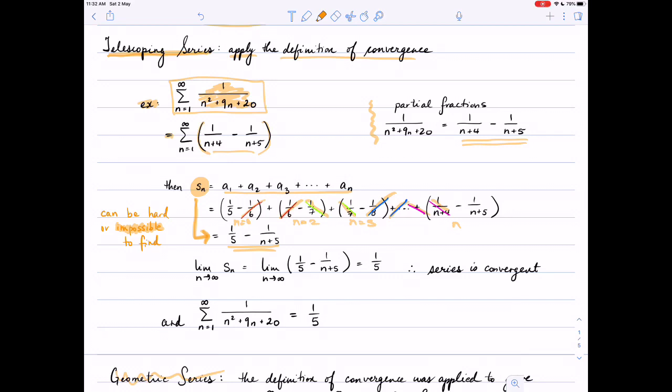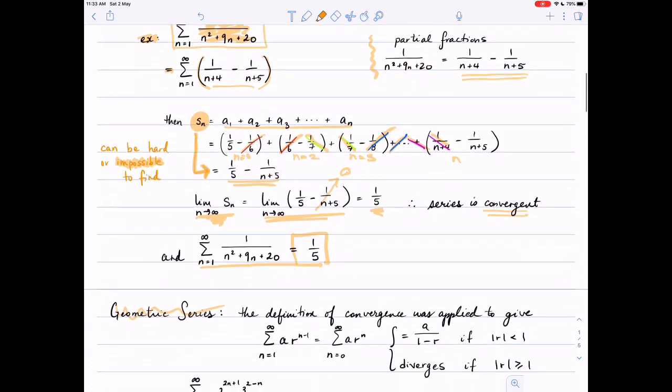We have a rule. So if we want to know whether the series converges, we take the limit as n goes to infinity. So the limit as n goes to infinity of Sn gives us this. That term obviously goes to 0, which leaves us with 1/5. Since the limit exists, the series is convergent, and we say the series equals its limit value. So that was a telescoping series where we applied the definition of convergence.